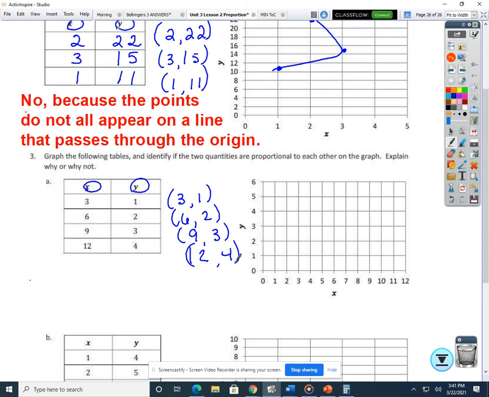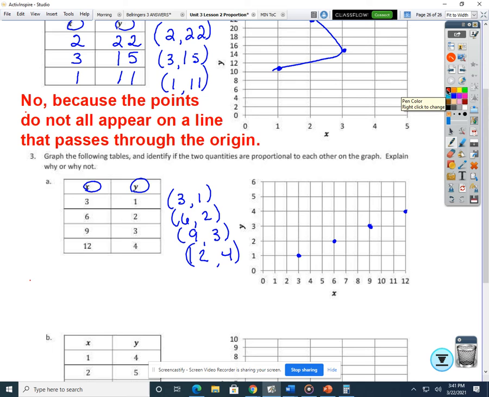All right, if I plot these on my graph, my first one, I come across for my x of 3, my y of 1. The second one, my x of 6, my y of 2. My third one, my x of 9, my y of 3. And the final one, my x of 12, my y of 4.